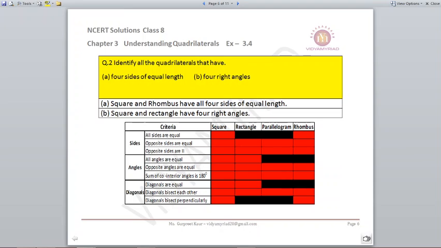B part. They are talking about 4 right angles. That means all the angles are equal. Second part, if you see the first criteria in the angles, it holds true for square and rectangle. So very easily by using the table, if I know this table, I can write down any answer.